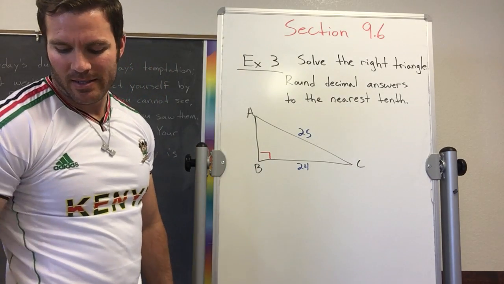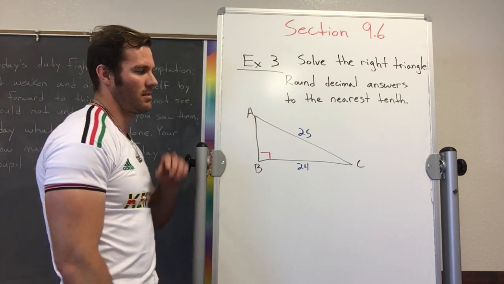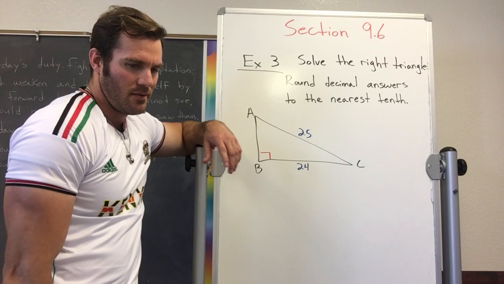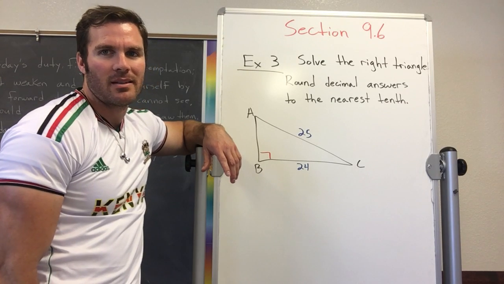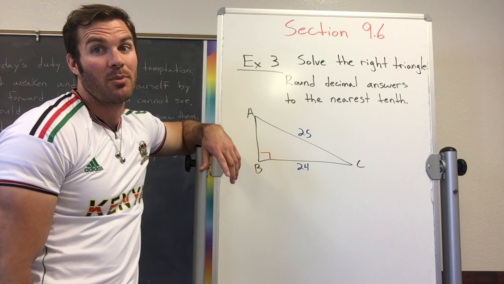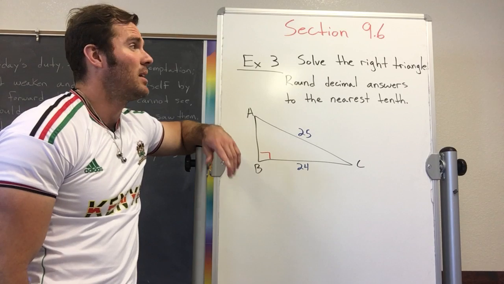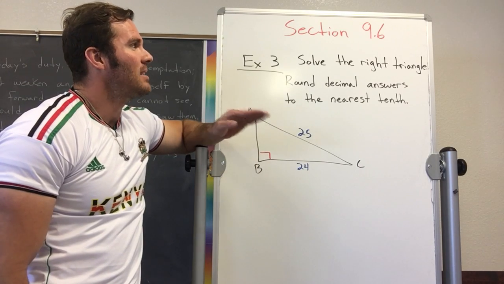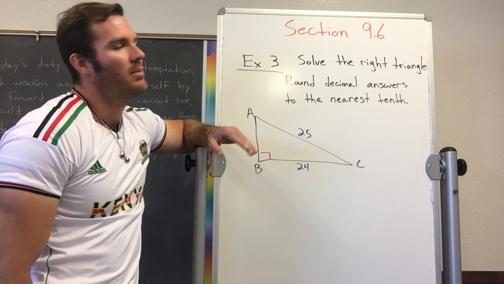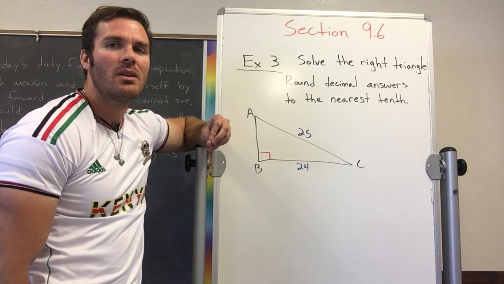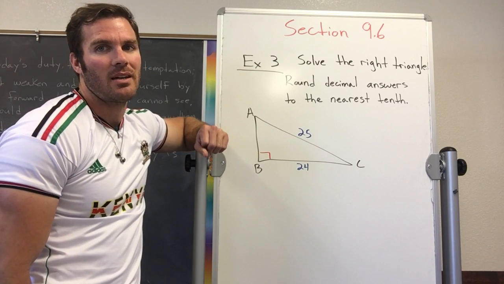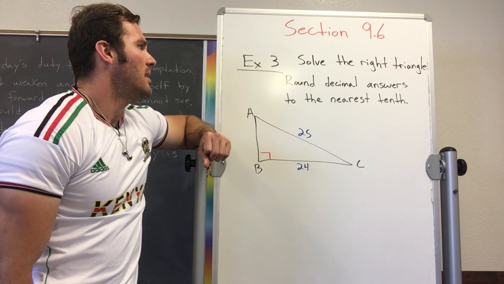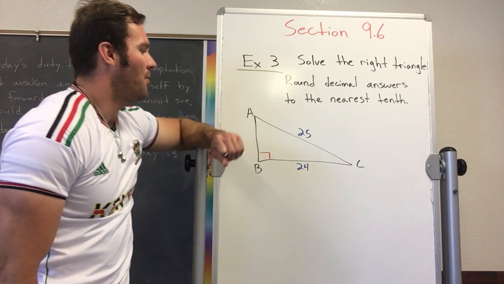Example 3 is very important. This is going to show you, well, it's the basics that's going to help you a lot with lots of future problems. When it's asking you to solve the right triangle, it means find all of the unknown angles and all the unknown sides. And then round the decimal answers to the nearest tenth.